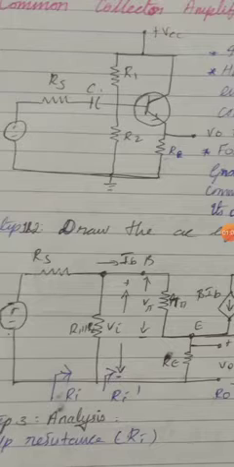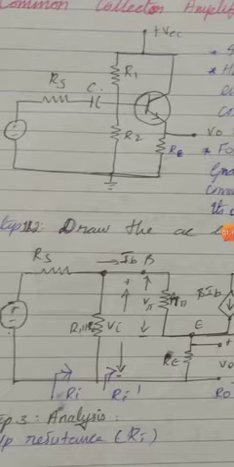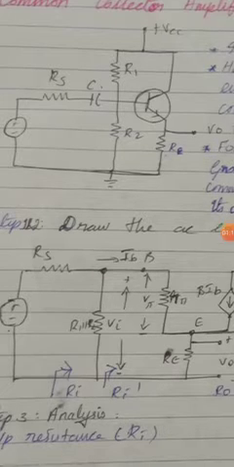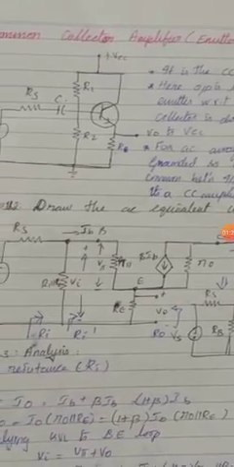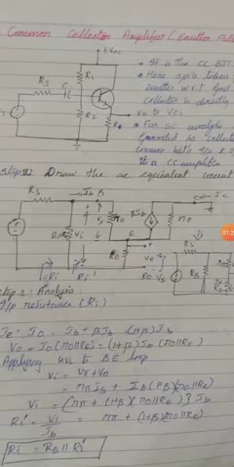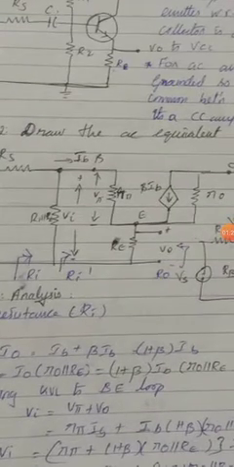Okay, and we have to draw as per our steps. We have to first draw the AC equivalent circuit. To draw the AC equivalent circuit, we have to short circuit the capacitors. C1 has to be short circuited. After short circuiting that one, we obtain the circuit like this, and then we have to replace the transistor with its equivalent hybrid pi model. After replacing this, this will be our circuit.